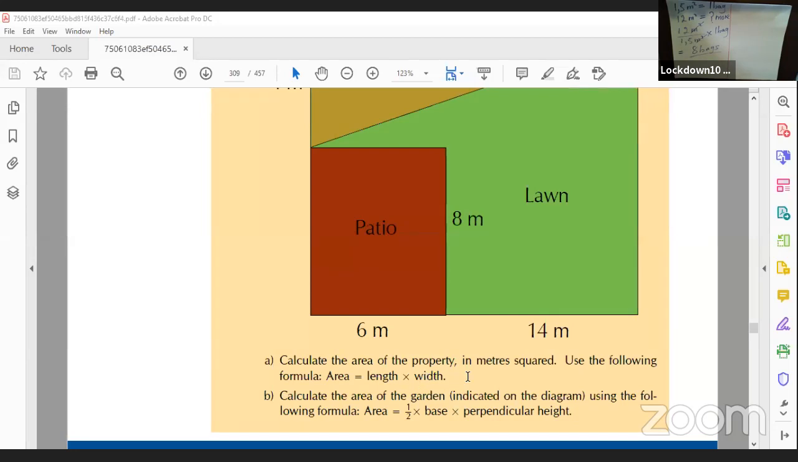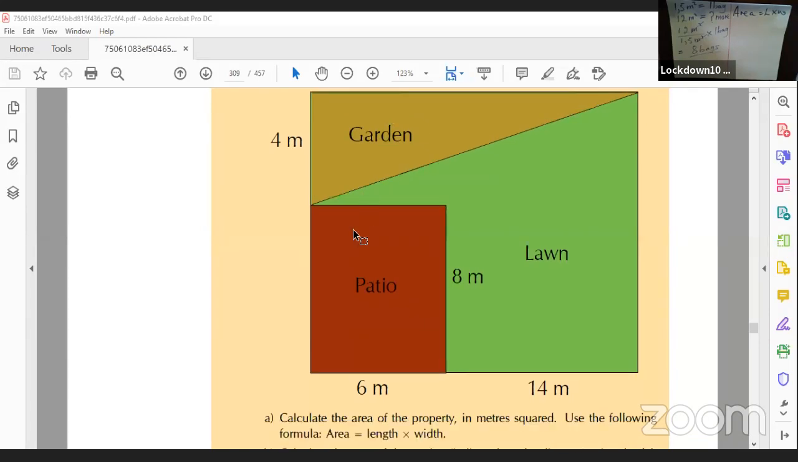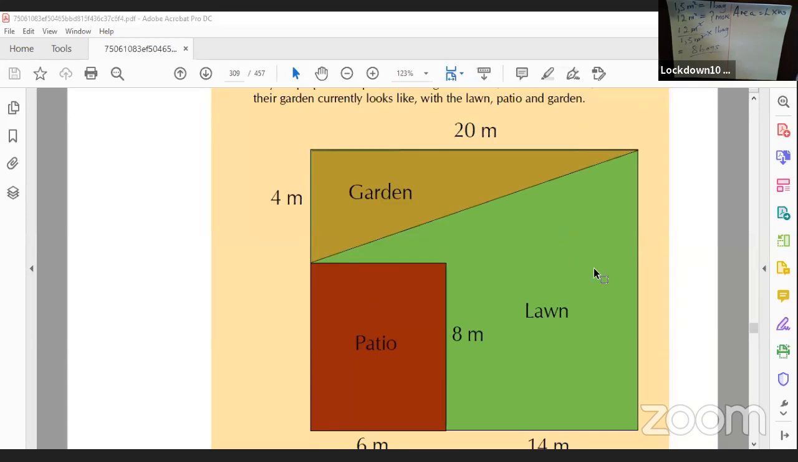Calculate the area of the property in meters squared using the following formula. We're given the formula for area, so this will be easy for us. We're already given the formula for area. Area equals length times width. Seeing the shape of the garden to be a rectangle, what do you think the area is going to be, guys? What is the area going to be?